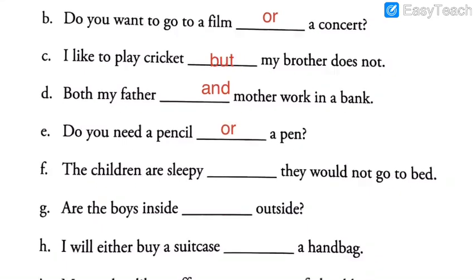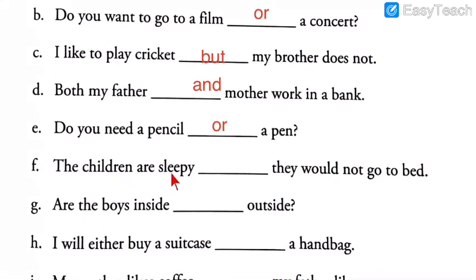Okay. Now, sentence F. The children are sleepy, dash, they would not go to bed. Here in this answer, can you write and? The children are sleepy and they would not go to bed? No. Here it is written they would not go to bed. So sleepy and not go to bed are both opposite ideas, not the same ideas. So you cannot use and.